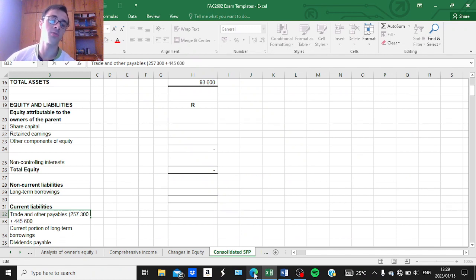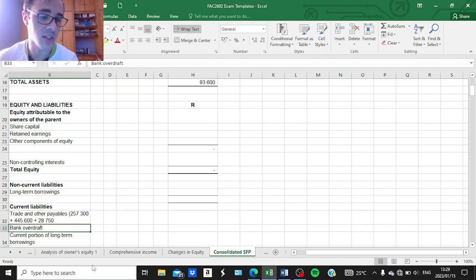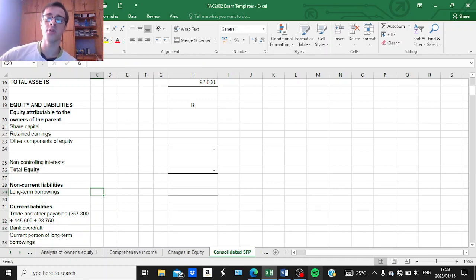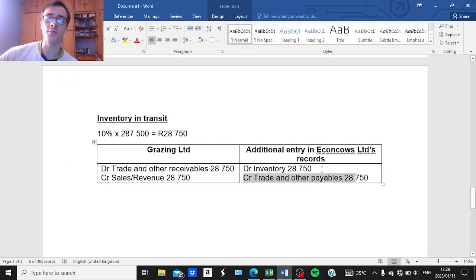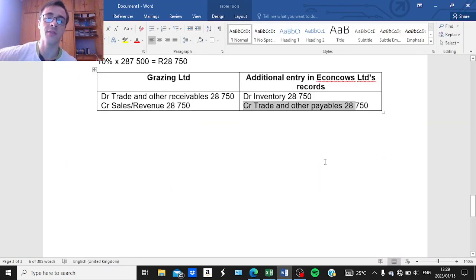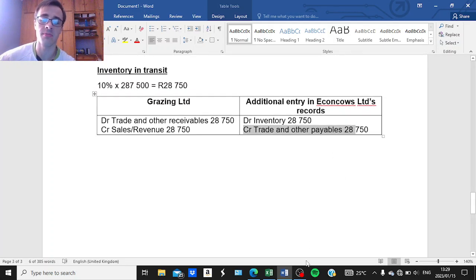And then, because we are crediting trade and other payables, it will be shown as a positive adjustment. 28,750. This journal entry is made for the purpose of accounting for the inventory that is still in transit. That should have been recorded in the subsidiary's records, but it wasn't because the inventory has not been delivered yet.